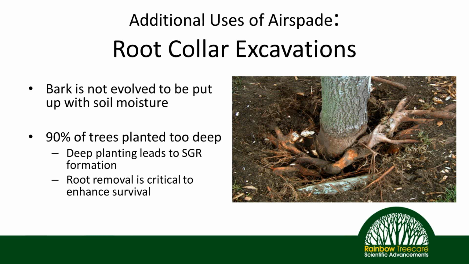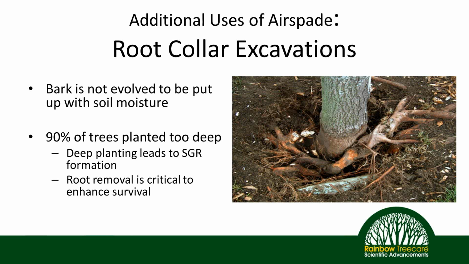One is that root flare is trunk tissue. And that bark is trunk bark, and that bark has evolved to be out in the air. It has not evolved to have that excess soil moisture on it. So that excess soil moisture can actually break that bark down and give way to pathogens to move into the tree, or simply break down the vascular system at that part of the tree.